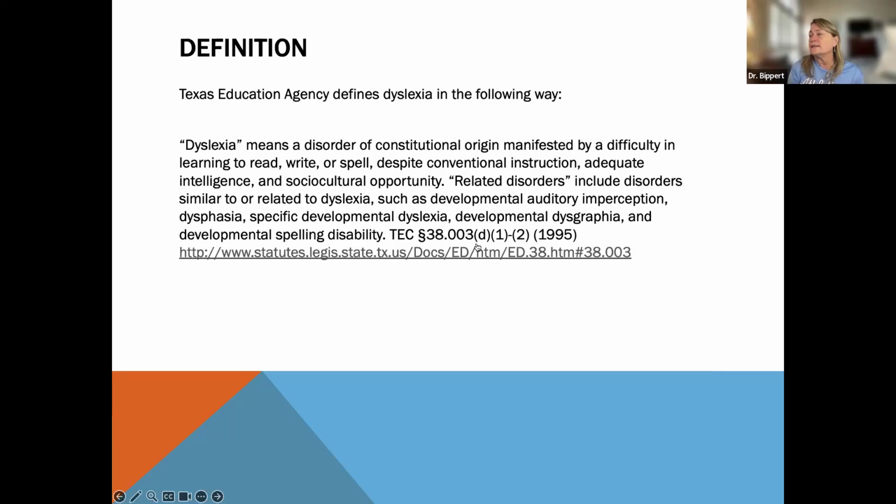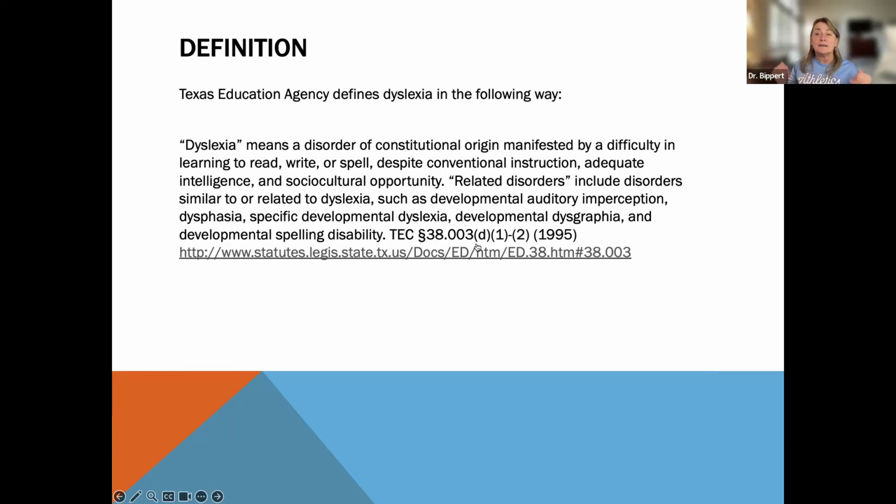One definition for dyslexia is a disorder of constitutional origin manifested by a difficulty in learning to read, write, or spell, despite conventional instruction, adequate intelligence, and sociocultural opportunity, which basically means dyslexia affects reading, writing, or spelling, and sometimes language. But that's it. So typically, a student who has been identified as having dyslexia, that's where their challenge is. They're going to be either average or above average intelligence.